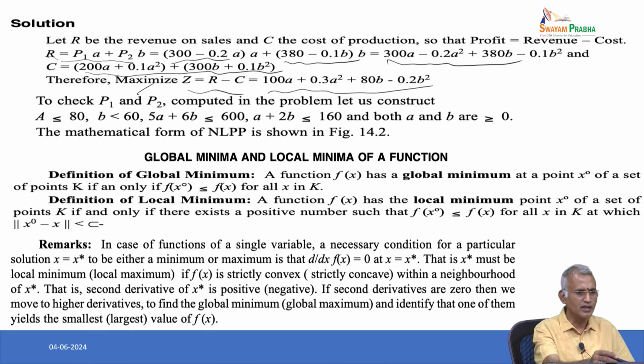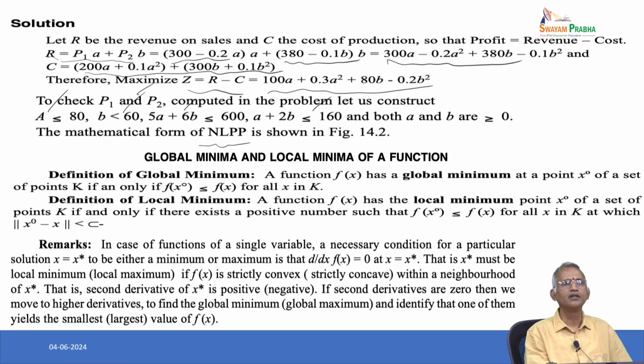So, let us construct the constraints: A is less than or equal to 180 and B is less than or equal to 60, and 5A plus 6B less than or equal to 600, and A plus 2B less than or equal to 160, and both A and B are positive. Therefore, the problem is an NLPP.